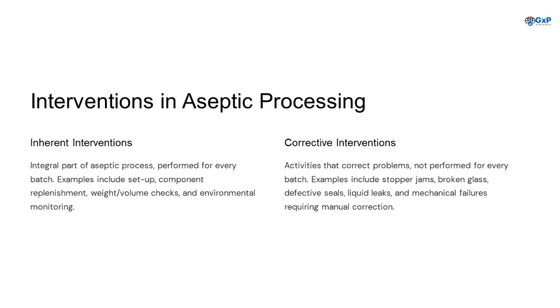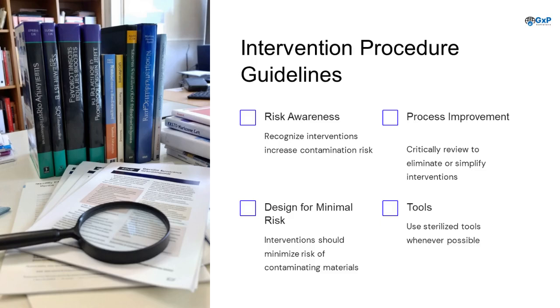Interventions in aseptic processing include inherent interventions performed for every batch and corrective interventions for problems not performed for every batch. Examples include stopper jams, broken glass, and mechanical failures requiring manual correction. Intervention procedure guidelines emphasize risk awareness, process improvement, and designing for minimal risk. Sterilized tools should be used whenever possible to minimize contamination.